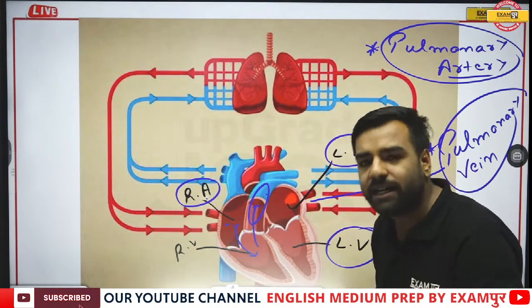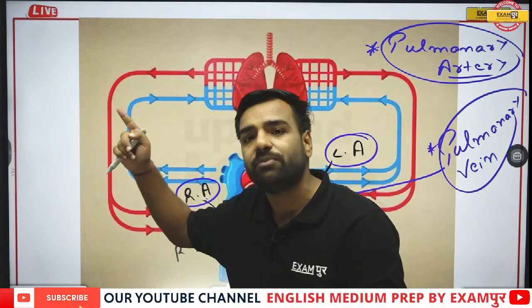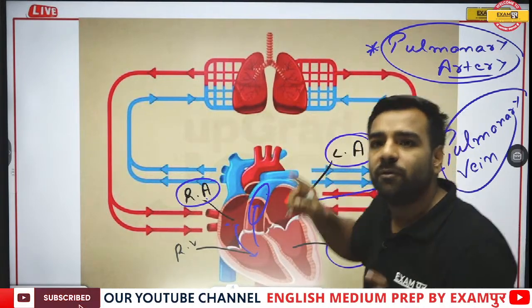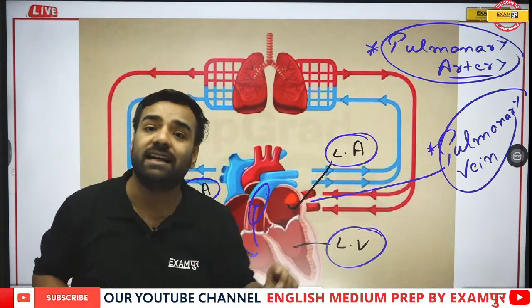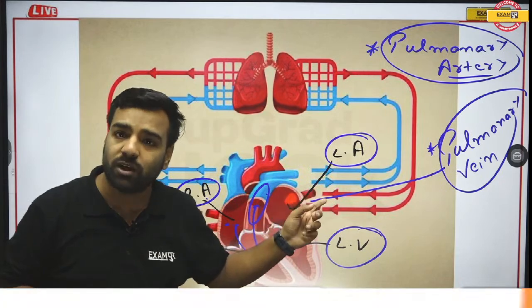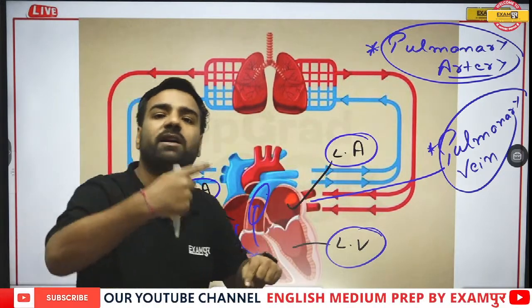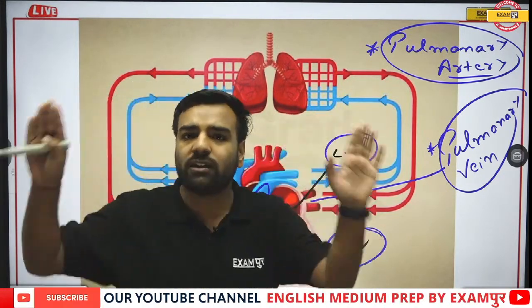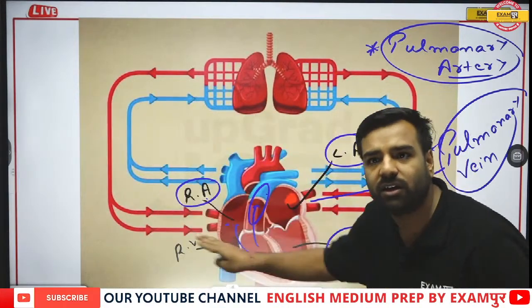Which is that particular artery which is carrying impure blood? Exception. Which one? Pulmonary artery. And which is that vein which is carrying pure blood? That is the pulmonary vein. So all these questions are covered from this particular diagram itself.